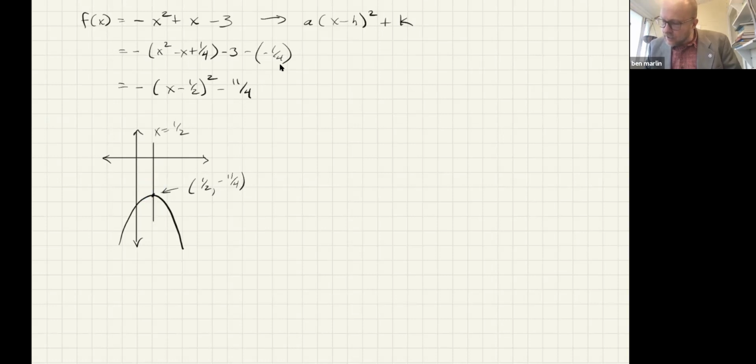You might also be asked to figure out what is the y-intercept there. And of course you plug in x equals 0, and then the y value you get is -3. If you need to find x-intercepts, this one doesn't have any, but if you needed to, then you would plug in y equal to 0 and solve for the x's.